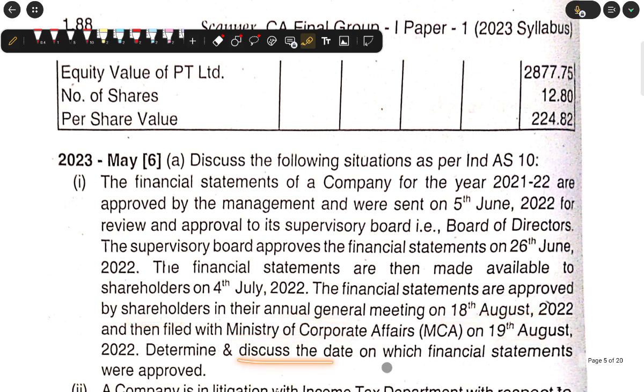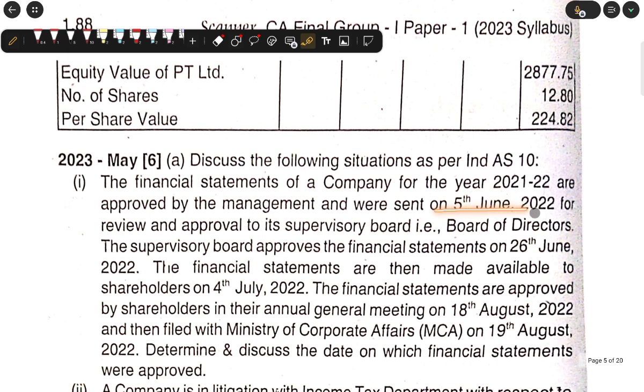Determine and discuss the date on which the financial statements were approved. First, the financial statements should be prepared. When prepared, they should first be approved by the board of directors, that is management, on 5th June. After that, the auditor reviews it and gives a report. After the audit report, the supervisory board approved the financial statements on 26th June 2022.